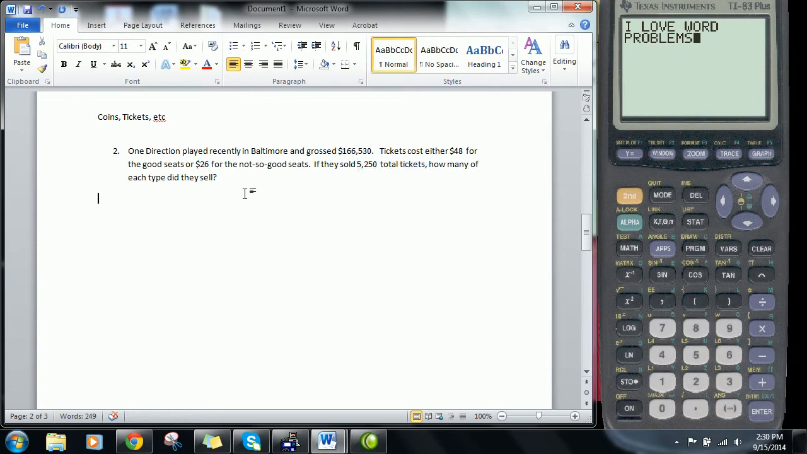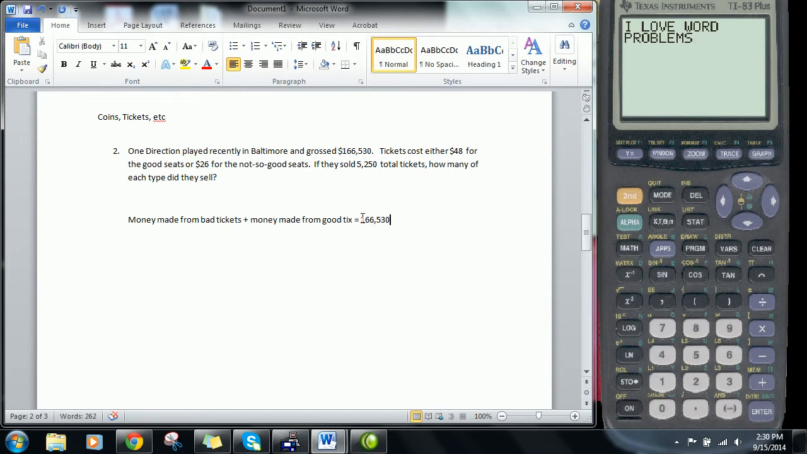So here we go, I'm going to start by framing it. Basically I want to say the money I make for bad tickets plus the money I made for good tickets is equal to the gross, 166,530.